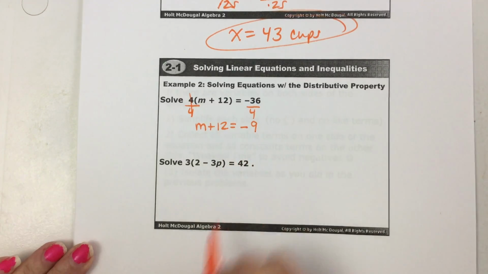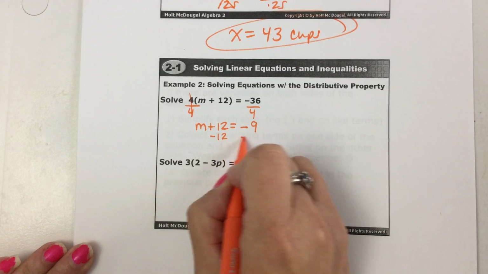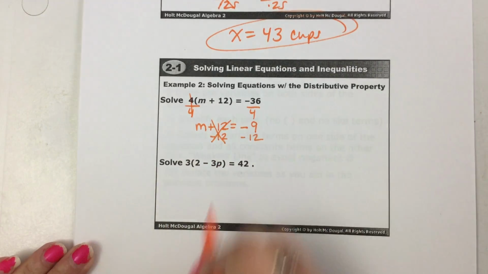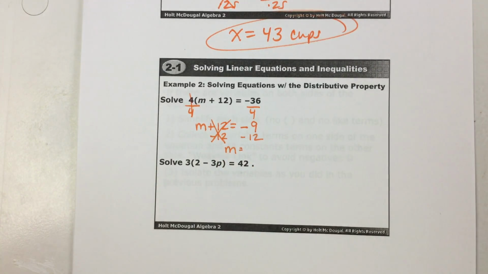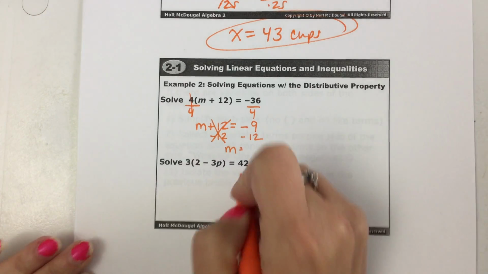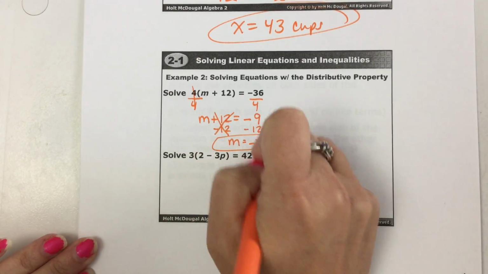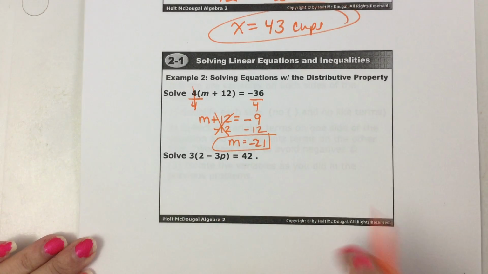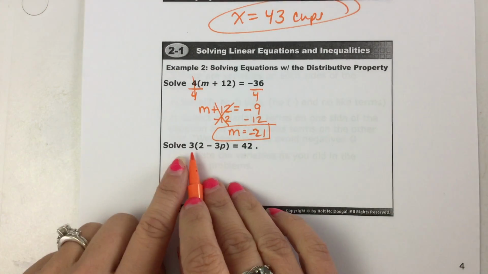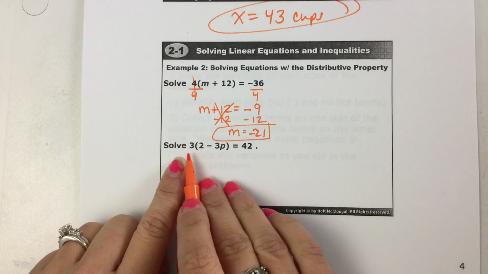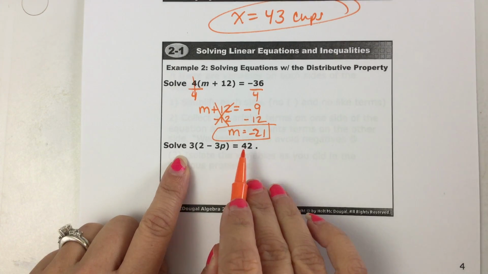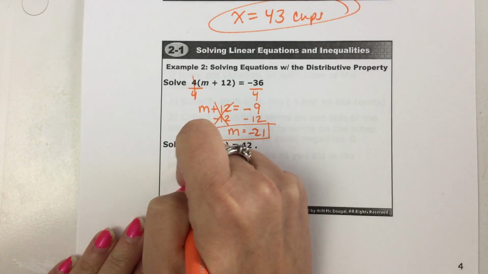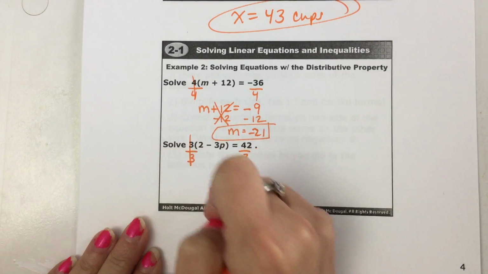36 divided by 4 is 9. Now to get m by itself, to undo a plus 12, you have to add 12. Negative 9 minus 12 more is a negative 21, and you're done. One more just to make sure that it makes sense. If you were supposed to distribute a value, but the other side is only one term, it is a shortcut to go ahead and divide that.